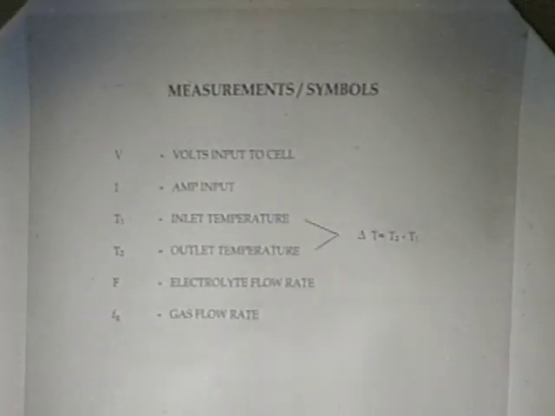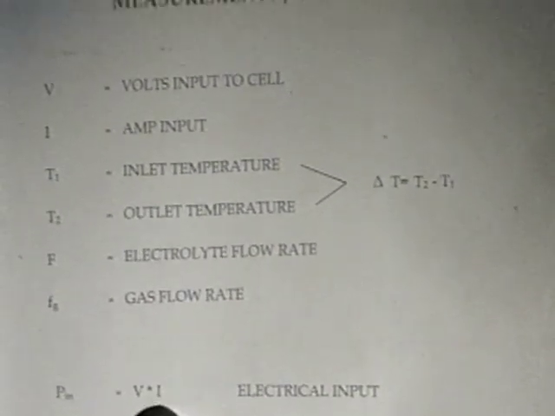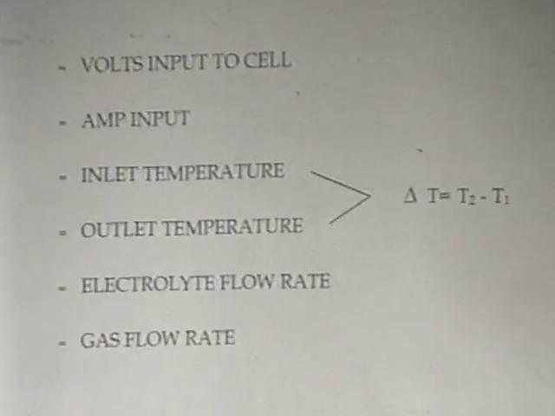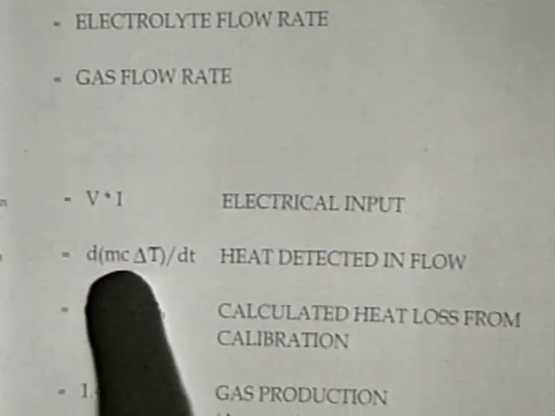And we calculate the power into the cell by just the raw voltage and current into it. We don't play the games of minus 1.48. I'll tell you about that in a minute. The heat out is just MC delta T, just raw thermal energy out.